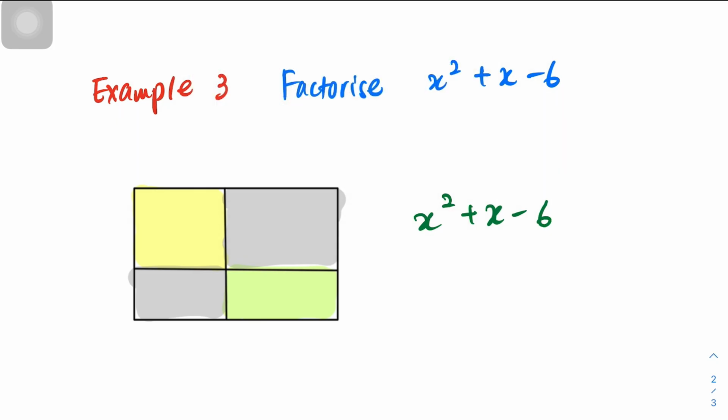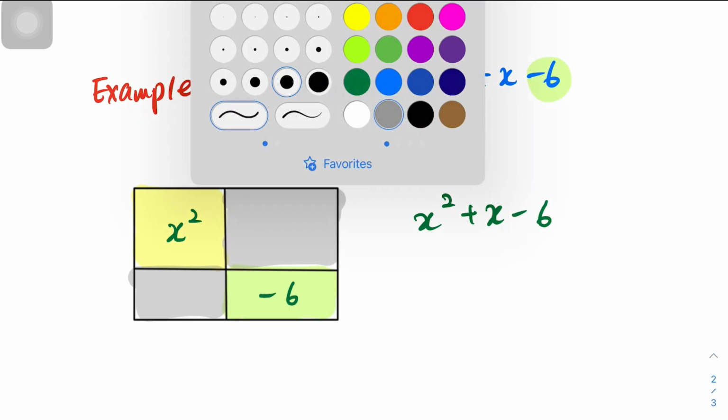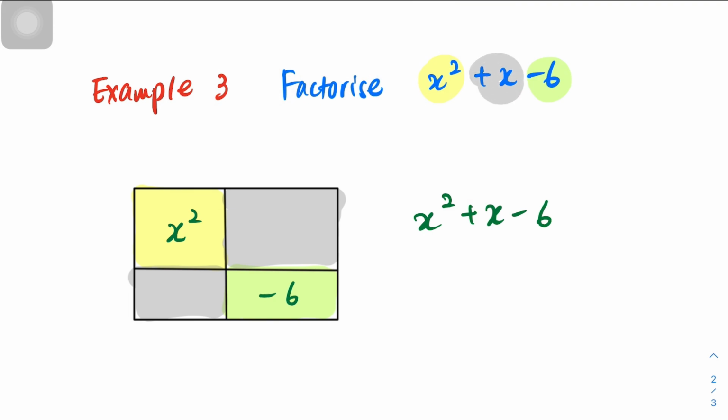So again, we will see that what we have as the x squared term is just 1x squared. So let's put it in our yellow box. How about the constant term? Our constant term is negative 6, so let's put that into the green box. And then, what do we have in our gray boxes? We know for a fact that we need to get positive 1x in the two gray boxes.